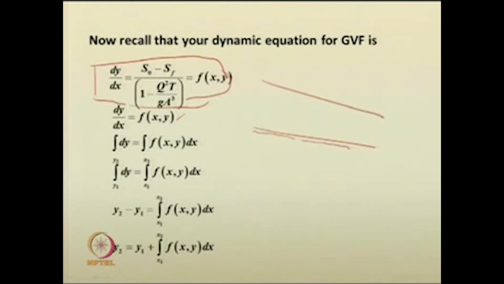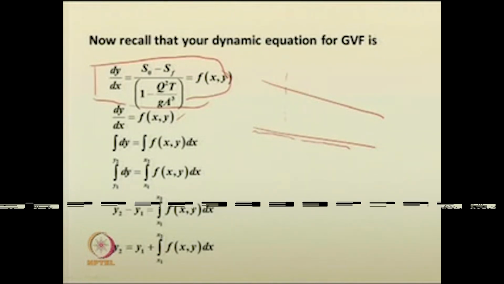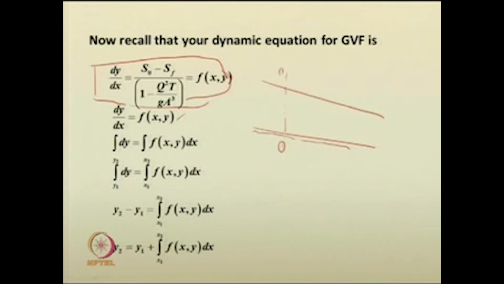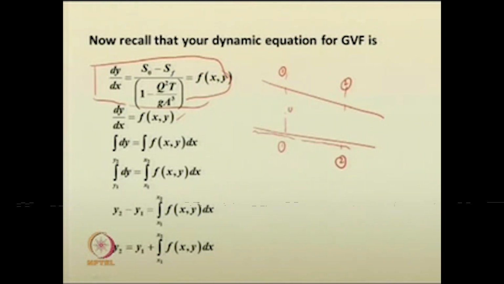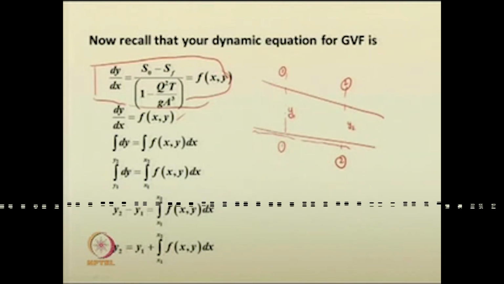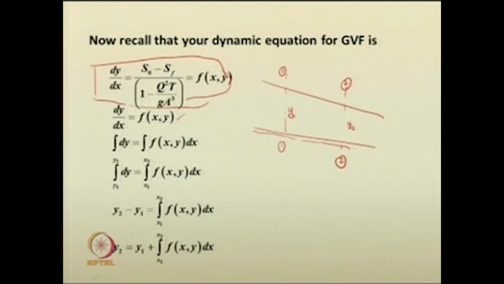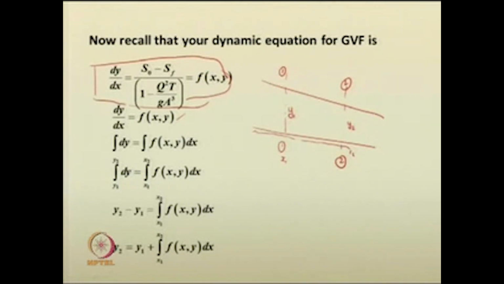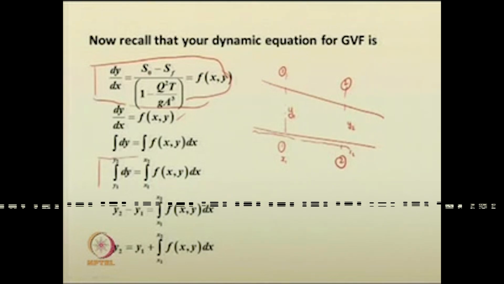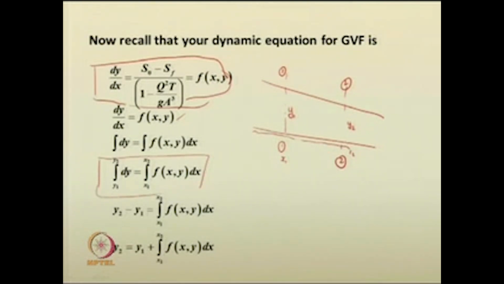Say you are taking a channel reach between two sections 1-1 and 2-2. If you take two sections like this, here the depth is y 1, and here the depth is y 2. Say this is at a location x 1, and this is at a location x 2. Then the corresponding integration can be provided in the following form. That can be rearranged, and the solving is usually done in this particular form.